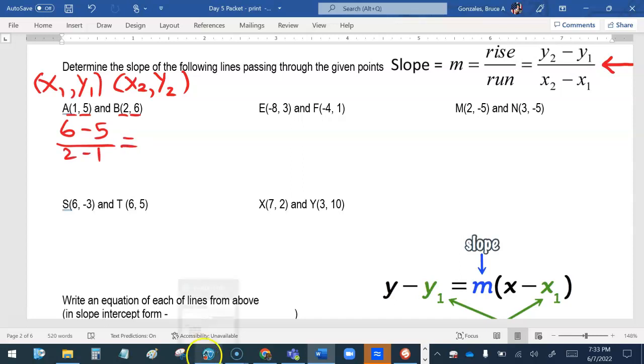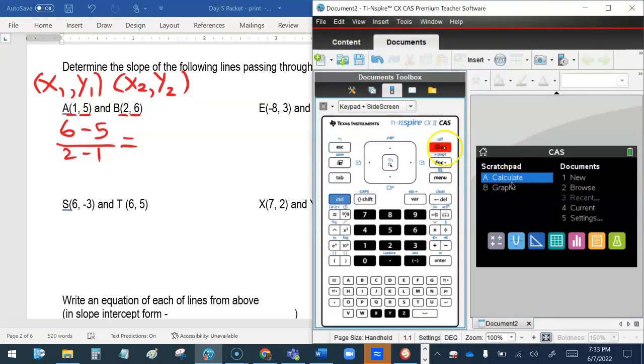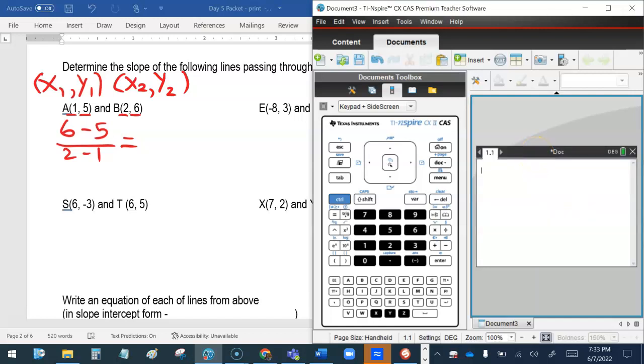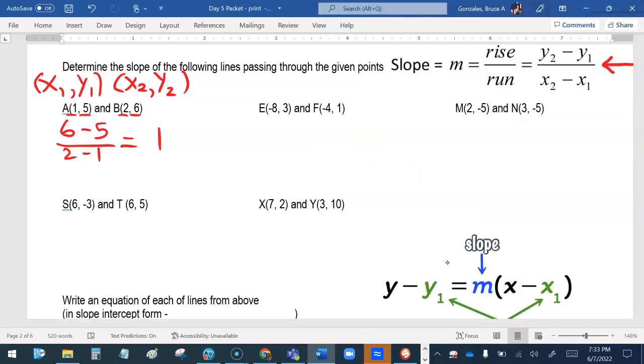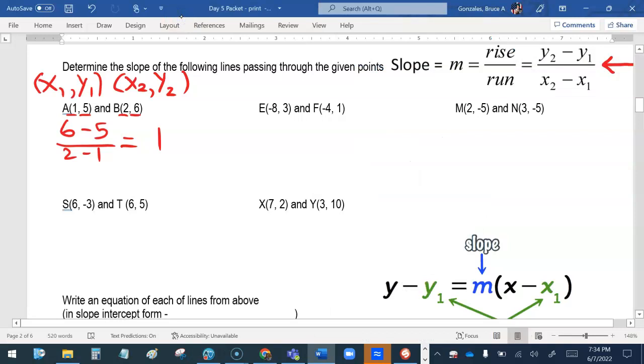Now, you can type this in the calculator. I always like to press the on button, press number 1, new document, do not save, and add calculator. Now, if you press Control Divide, it'll give you the fraction bar: 6 minus 5 on top, go to the bottom, 2 minus 1, hit enter, the slope is 1. Do y'all see that on the calculator here? I type it in, it gives me 1. Cool. All right, I want you to try letter E. I'll give you 30 seconds.